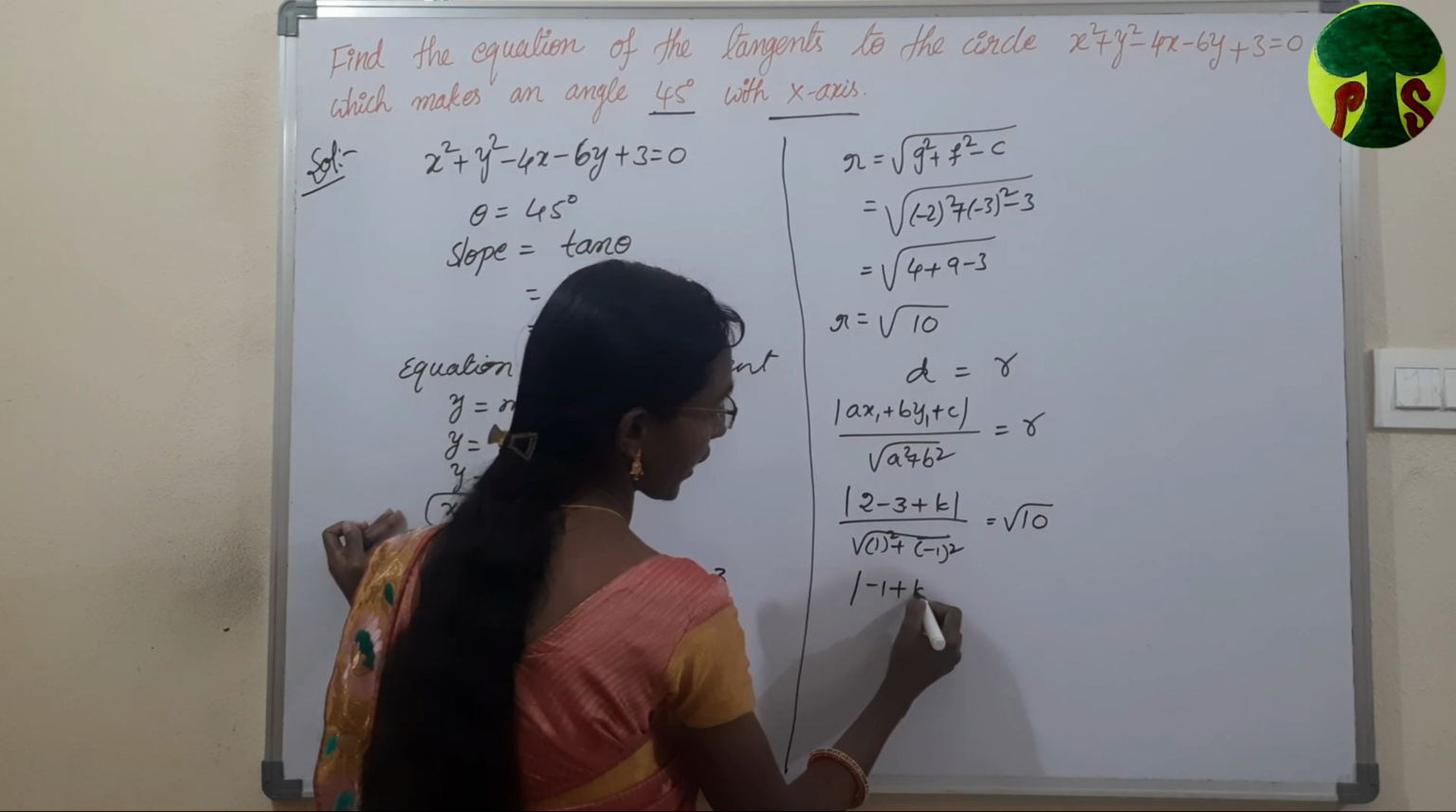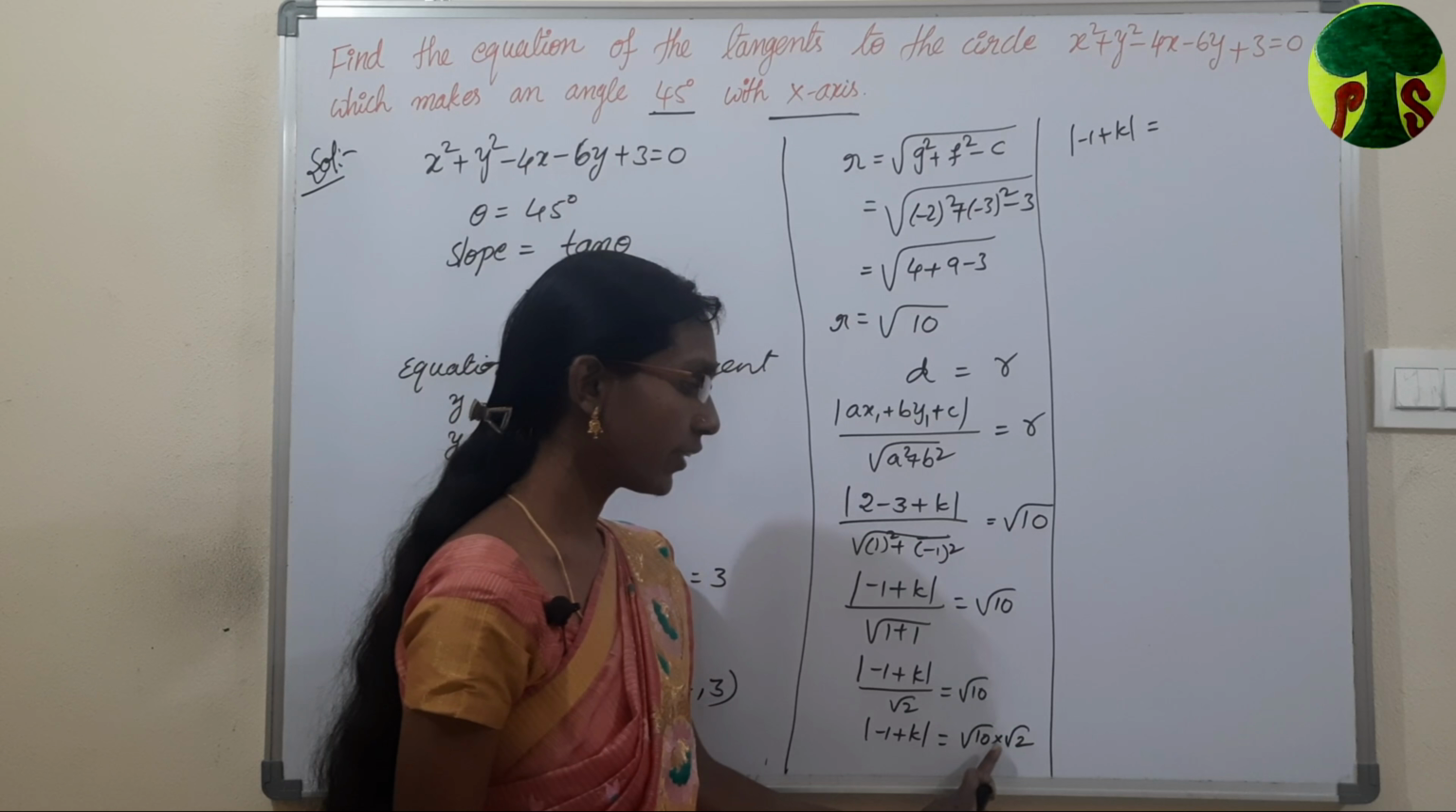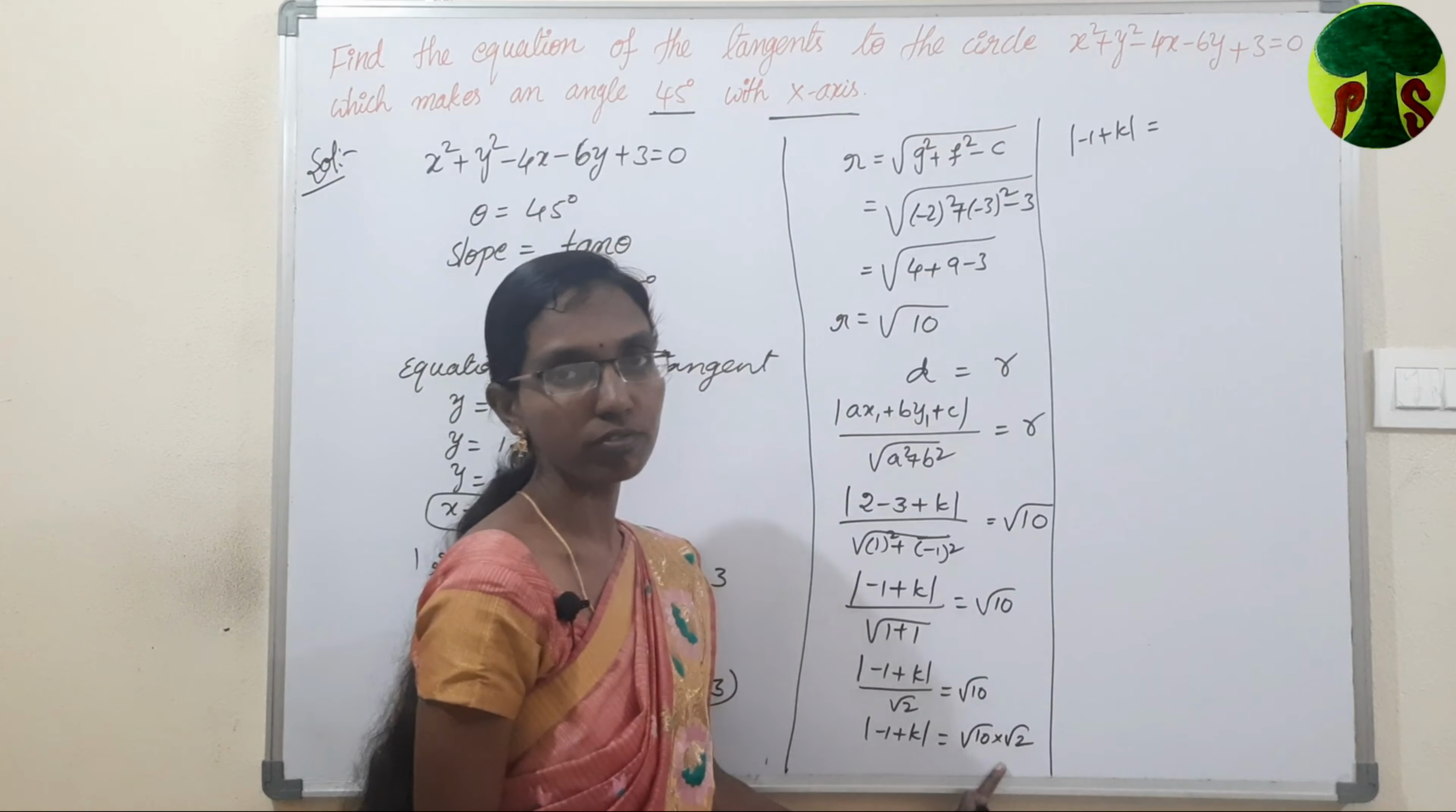So modulus of minus 1 plus k is equal to square root of 10 into square root of 2, which is square root of 20. Or else we can write square root of 10 as square root of 5 into 2, into square root of 2. So modulus of minus 1 plus k is equal to square root of 5 into square root of 2 into square root of 2, which is 2.